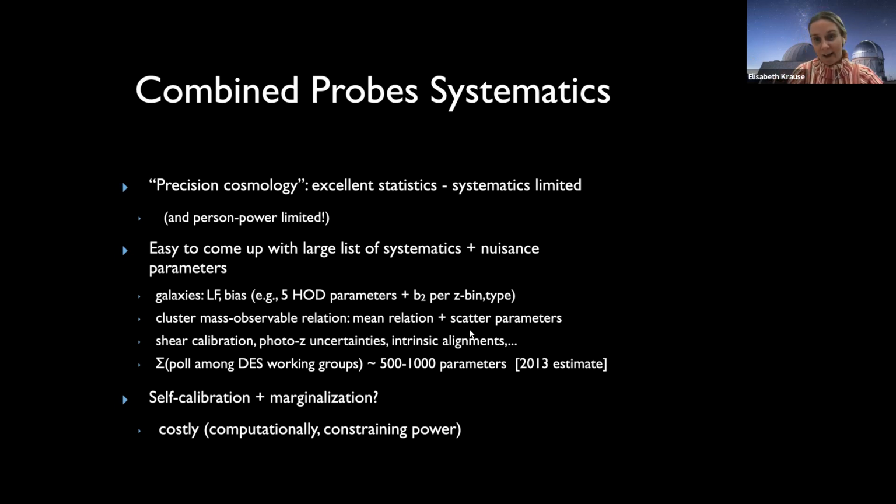As a quick example, I polled the different Dark Energy Survey working groups in 2013, before we had data, on what their key systematics were. The answers are not surprising. Things like galaxy bias, galaxy luminosity function, the cluster mass observable relation, shear calibration, photometric redshift uncertainties, and so on. But the shocking answer was that we were expecting of order 500 to 1,000 parameters at that point. That is clearly not feasible. So at that point, we have to start to prioritize and figure out which part of the data we really want to use. And I'll give you a quick worked example from DES next, before then talking about synergies of Rubin.